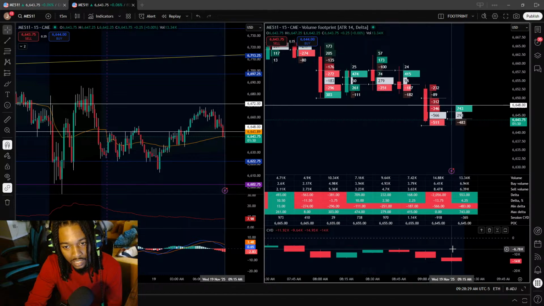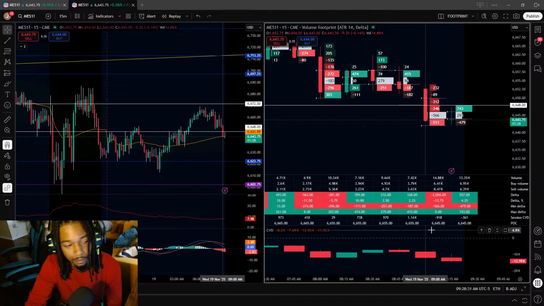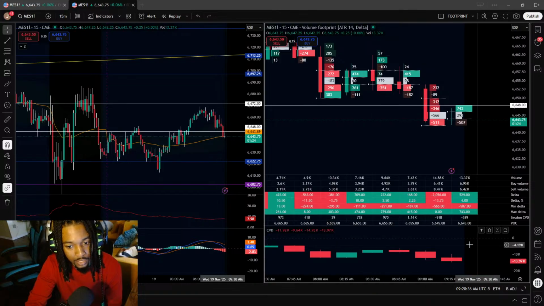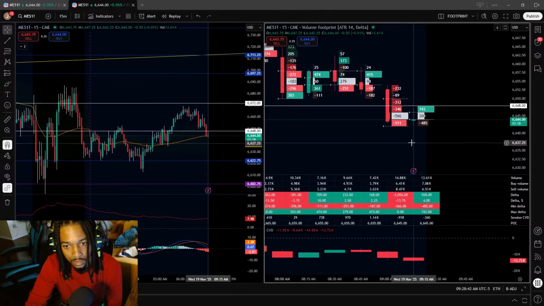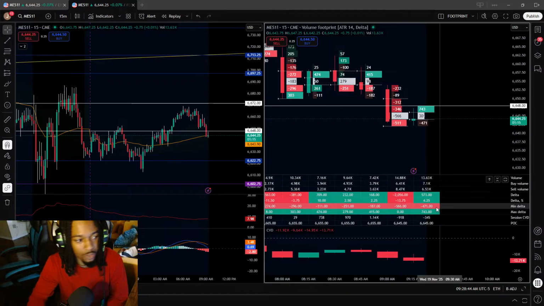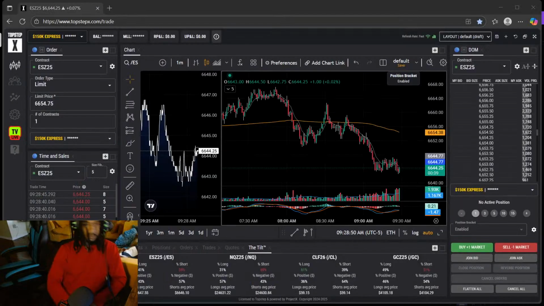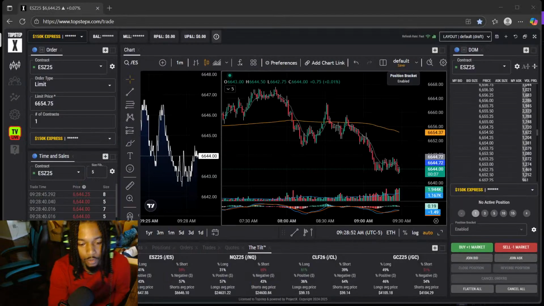So as of now, there's more sellers in the market than there are buyers in the market. That's why the CVD is showing under the 0 line here. The 0 line is pretty much like an equilibrium. You could think of it like that. But that's pretty much it. We got 2 minutes. Well, not really 2 minutes, probably like a minute or so until open. So let's see what we get.